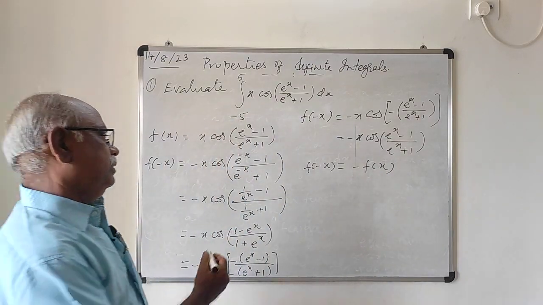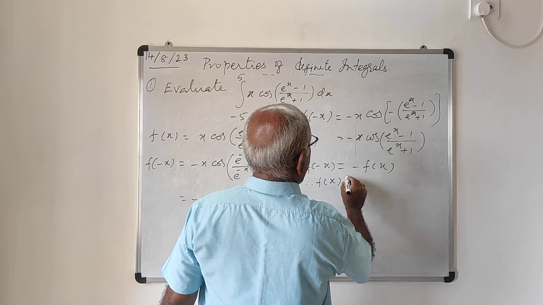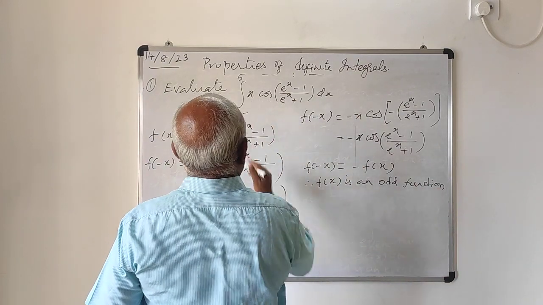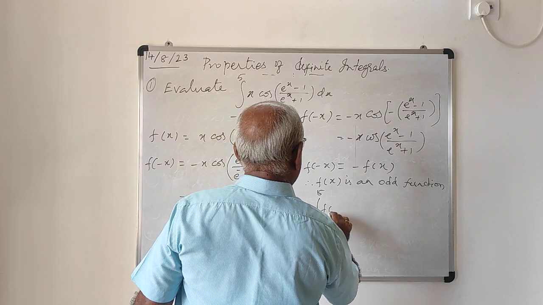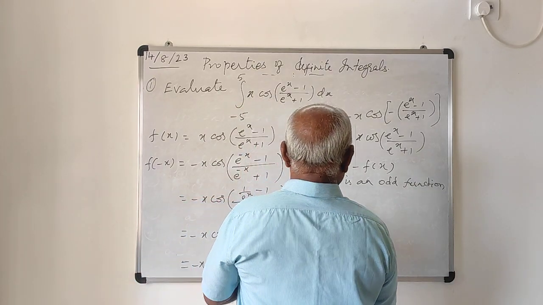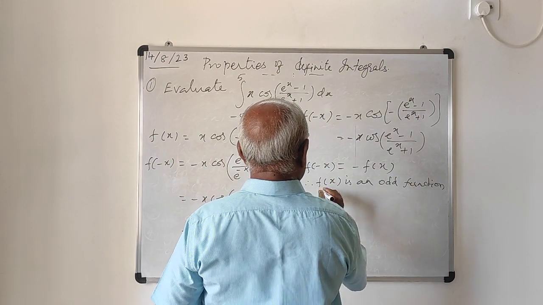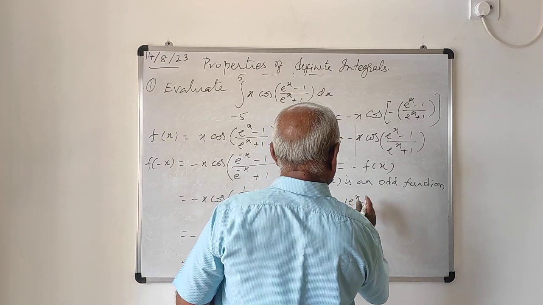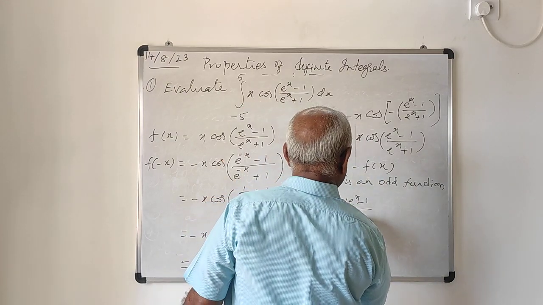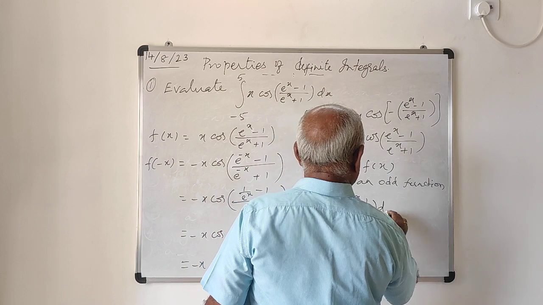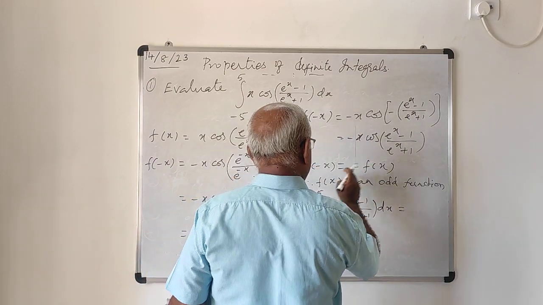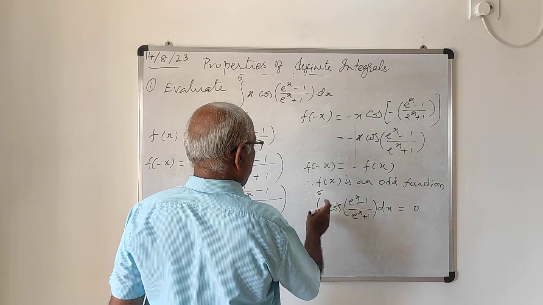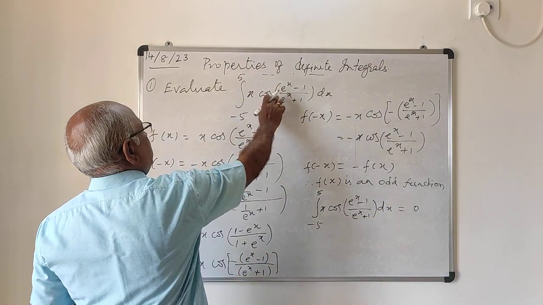Therefore the function f of x is an odd function. For an odd function, the integral from minus a to plus a of f of x dx is 0. Here f of x is x cos of (e power x minus 1)/(e power x plus 1), and since f of minus x equals minus f of x, f of x is odd. Therefore the value of this integration is 0.